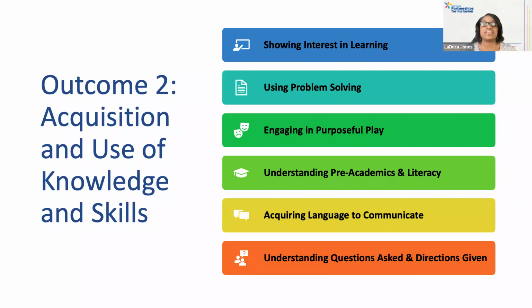The fourth one is understanding pre-academic and literacy. Children should notice differences or associate among things and demonstrate matching, sorting, labeling by size, color, shape, numbers, and even function. Children should interact with books and pictures and practice those early writing and reading skills. The fifth one is acquiring language to communicate. Learn and use sounds, words, and sentences with increasing complexity, including sign language and augmentative and alternative communication if needed. The sixth one is understanding questions asked and directions given. Children should be able to respond to gestures, verbal requests, understand the meaning of increasingly complex words, questions, directions, and state details about themselves, such as their name and their age.